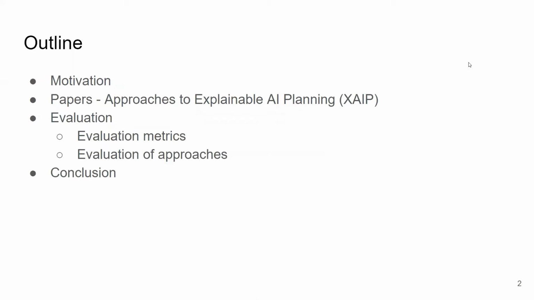Here's the outline for our presentation. We'll be going through the motivation behind why we choose the topic, followed by the review of the 3 papers that we have selected. Subsequently, the evaluation metrics and the evaluation details for each paper. We will then end off with the conclusion.